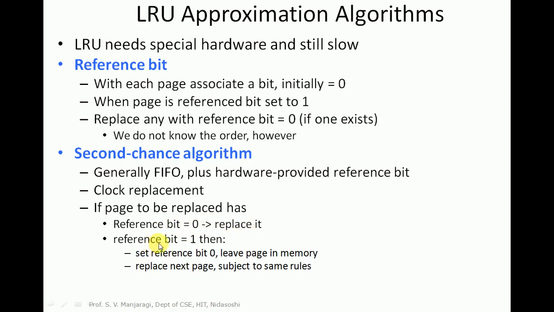If the reference bit is 1, we set its reference bit to 0 and leave it in the memory as it is, and one more chance is given to that particular page, and in the next cycle we will go for the replacement. In the first cycle, if the reference bit is 1, it will be set to 0 and we leave that page in the memory, and it will be replaced only in the next cycle. One more chance is given to that particular page, hence it is called the second chance algorithm.